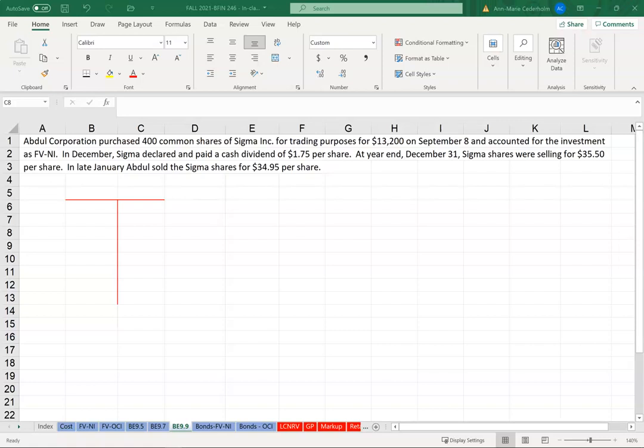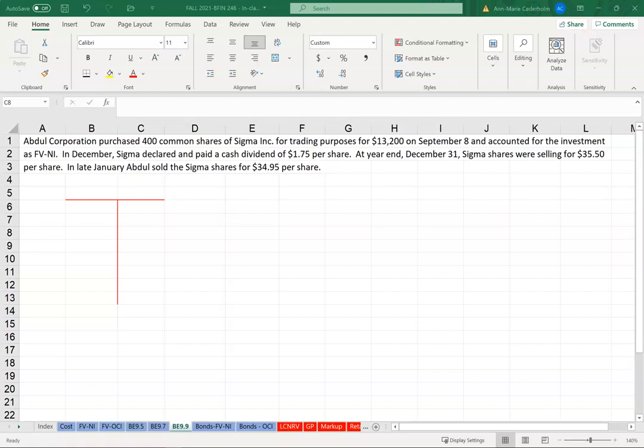In this video, we're going to record our purchase of common shares as a fair value through net income investment. There are actually three ways to record these passive investments. One would be through fair value through net income.